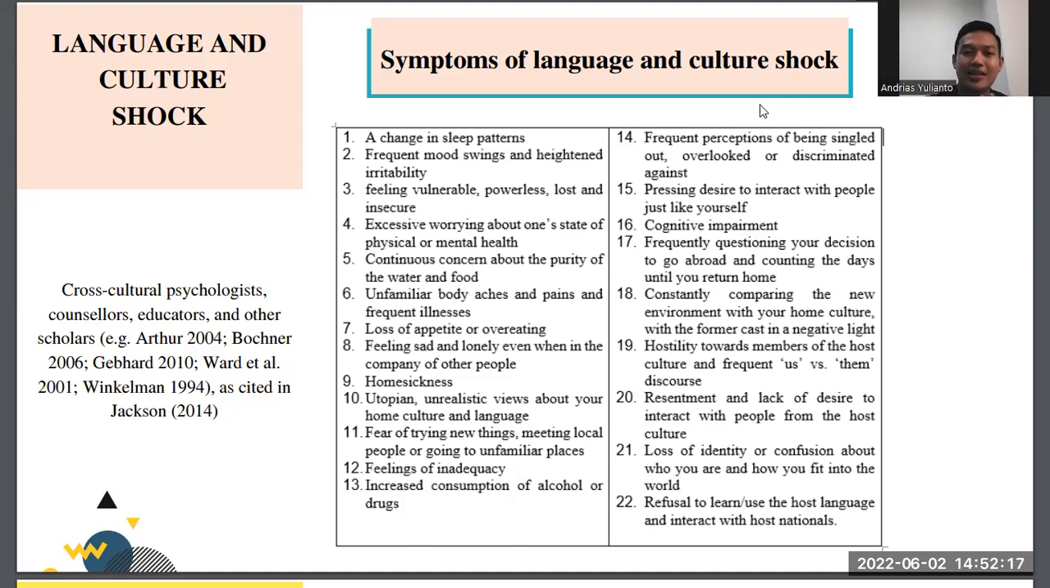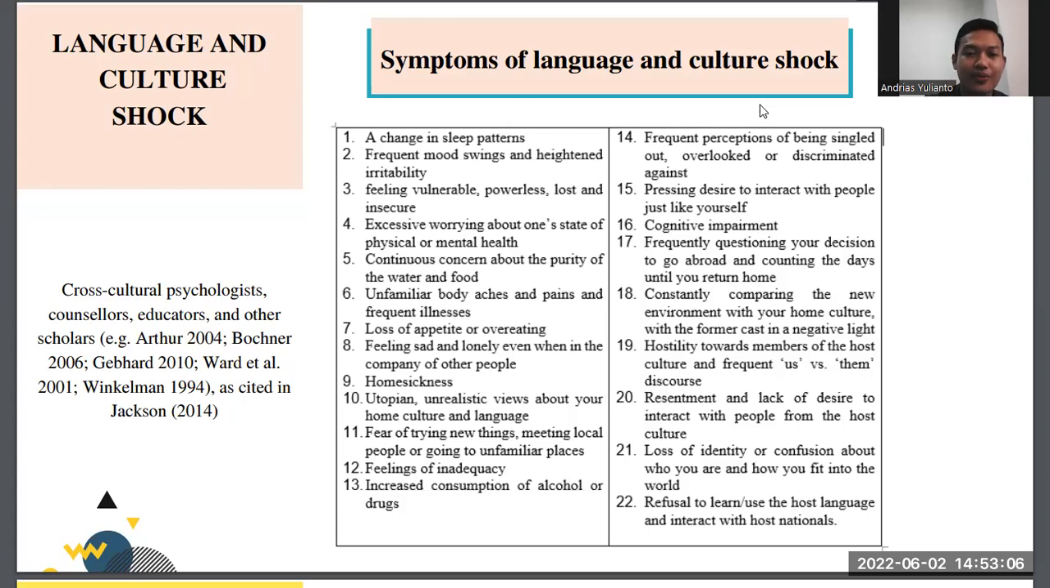Feeling vulnerable, powerless, lost, and insecure. Preoccupation with our safety, constant fears about being robbed, cheated, and exploited. Excessive worrying about one's state of physical or mental health, continuous concern about the purity of the water and food. Unfamiliar body aches and pains and frequent illness, headaches, stomachaches, allergies, colds, general malaise, and so on.